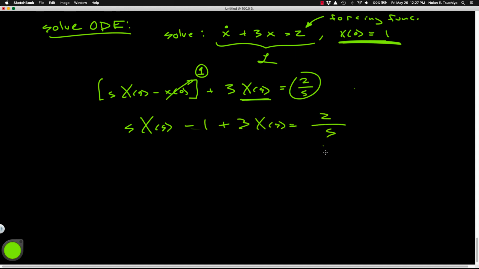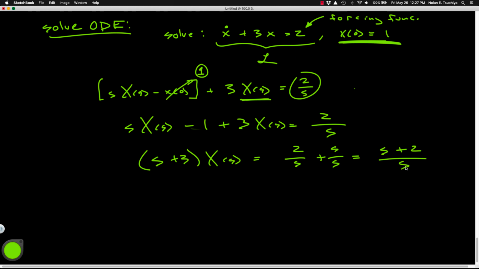So I can group things together a little bit. S plus 3 times X of s is equal to 2 over s plus 1. We'll move the 1 to the other side. And rather than just divide both sides by s plus 3 first, I'd rather clean this up a little bit. So instead of 1, let's write this as s over s, and that will allow us to clean up the right-hand side considerably. So it becomes s plus 2 over s. Now dividing both sides by s plus 3, we get that X of s equals s plus 2 over s times s plus 3.